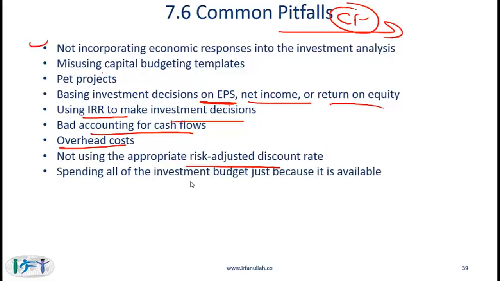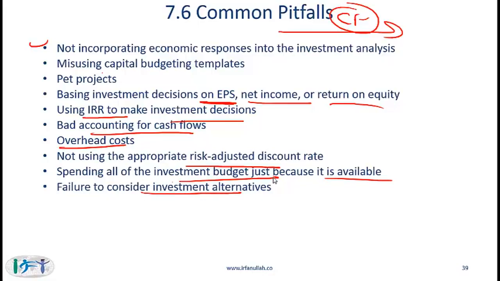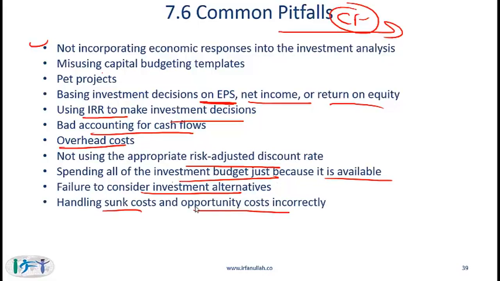Spending all of the investment budget just because it's available. So very often this happens in departments where people say that, look, if I don't spend my money this year, I won't get my budget next year. So they'll spend the money even on negative NPV projects. Failure to consider investment alternatives, that is self-evident. Handling sunk costs and opportunity costs incorrectly. So what's the correct thing to do? Sunk costs should be ignored. Opportunity costs should be considered.